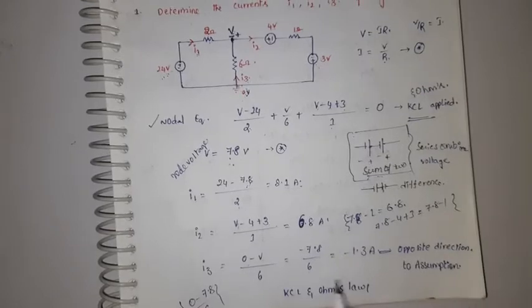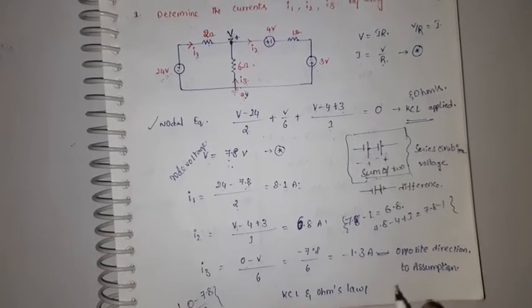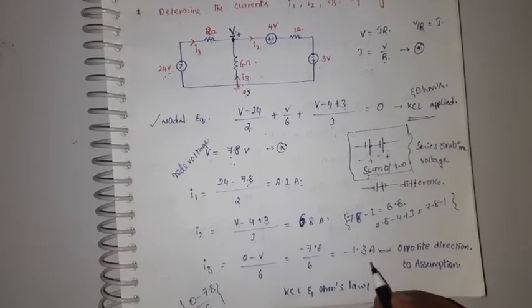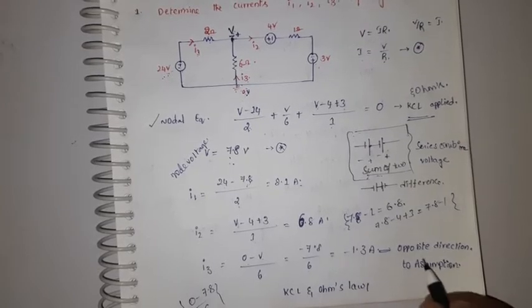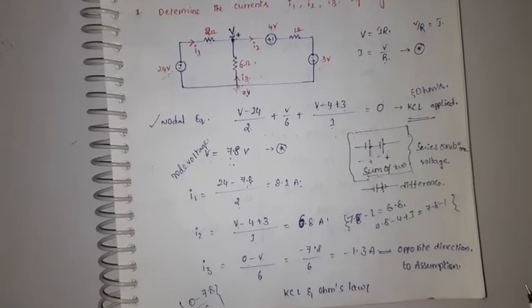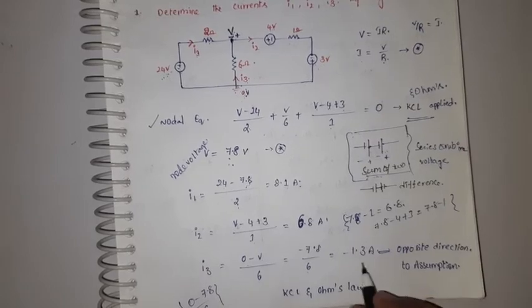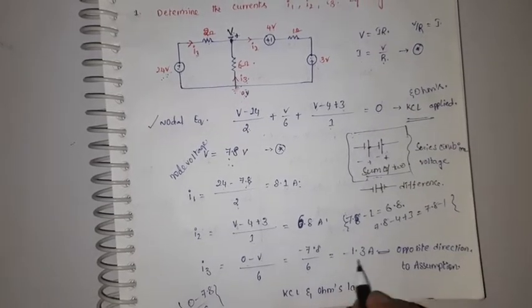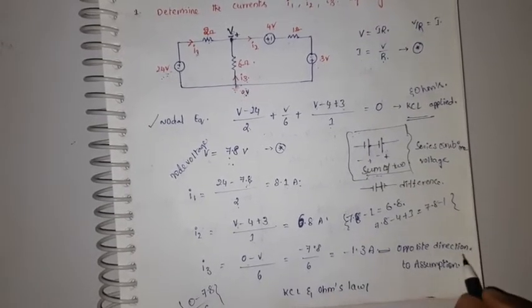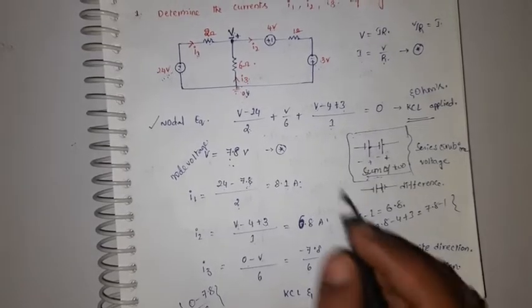So don't get confused. There is no negative current. It is current only, positive current only, but it is in the opposite direction to our assumption. So this is minus 1.3. The minus sign indicates the opposite direction to our assumption.